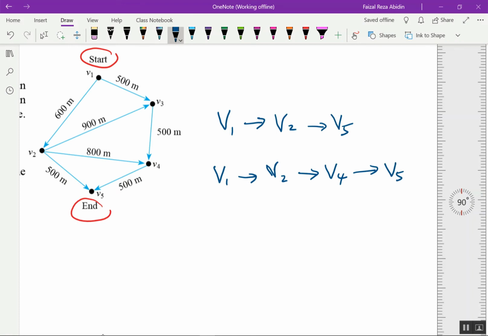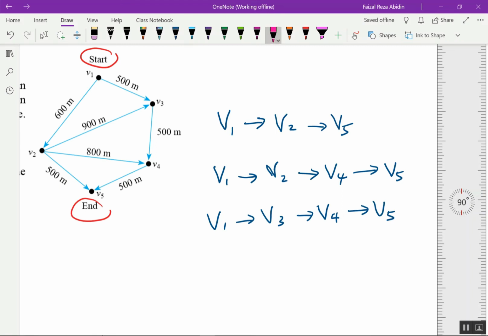Okay, the next one, V1 to V3. We have V1 to V3 over here. V3 goes straight to V4. It cannot go anywhere else. Then V3, V4, V5. All together, we look at this one.